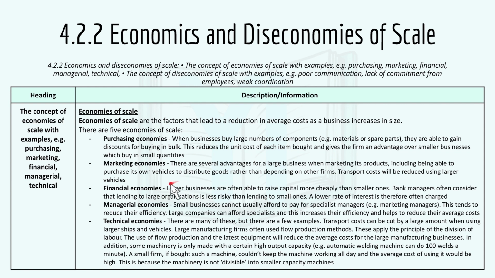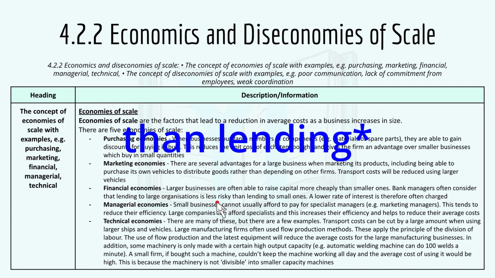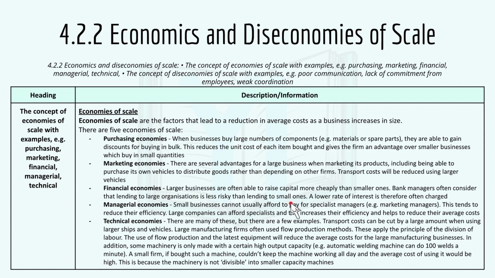And transport costs will be reduced using larger vehicles. Number 3, financial economies. Larger businesses are often able to raise capital more cheaply than smaller ones, and bank managers often consider that lending to large organizations is less risky than lending to smaller ones, and a lower rate of interest is therefore often charged.